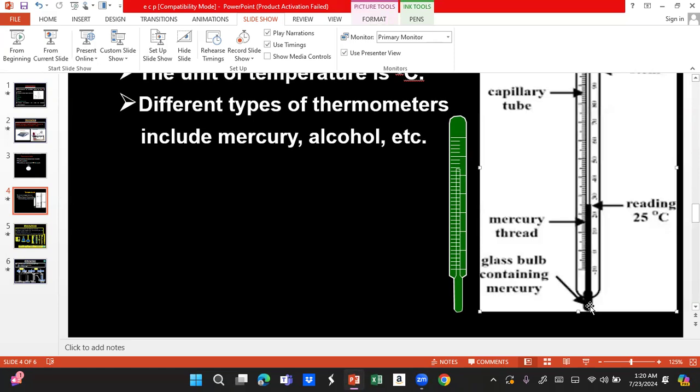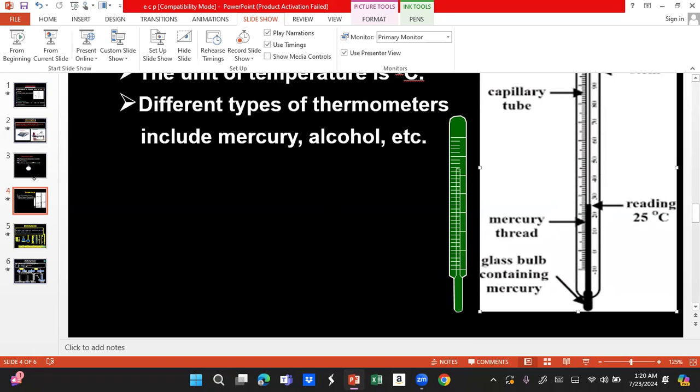Now, the thermometer sensitivity depends on how thick or thin the bulb is. If it is thinner, it will be more sensitive. Quickly, it will give you the reading. So this is where the level reaches. You will read the temperature of the object in which the bulb of the thermometer has been placed. This is a simple diagram for a thermometer. After this, hope you understand how to measure the temperature.